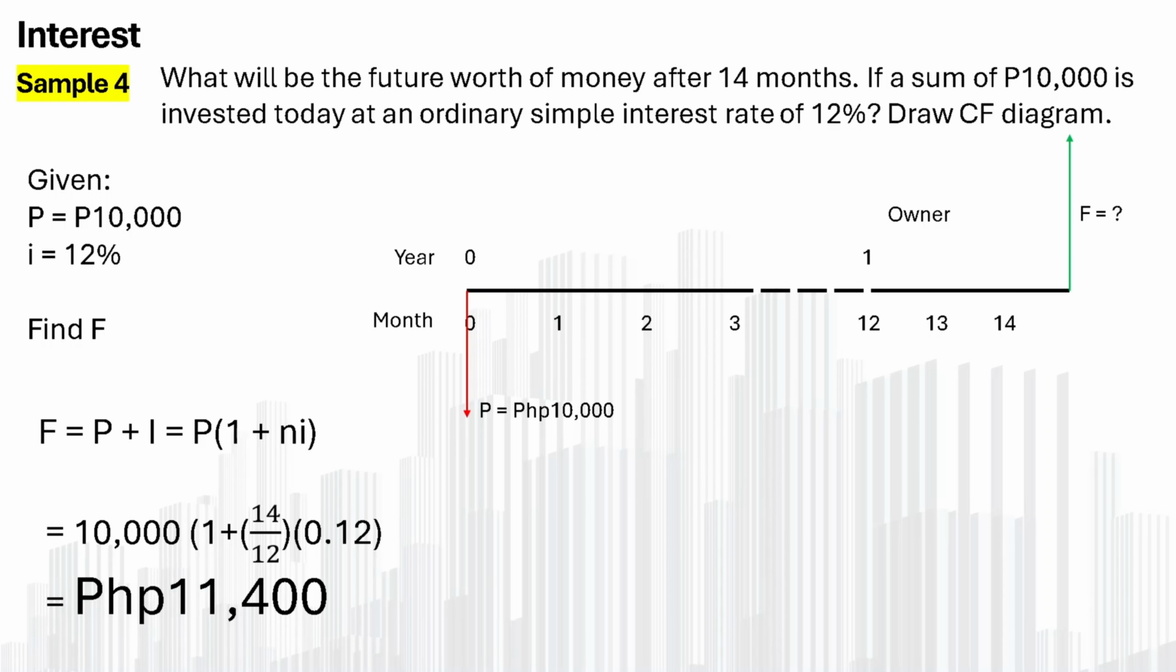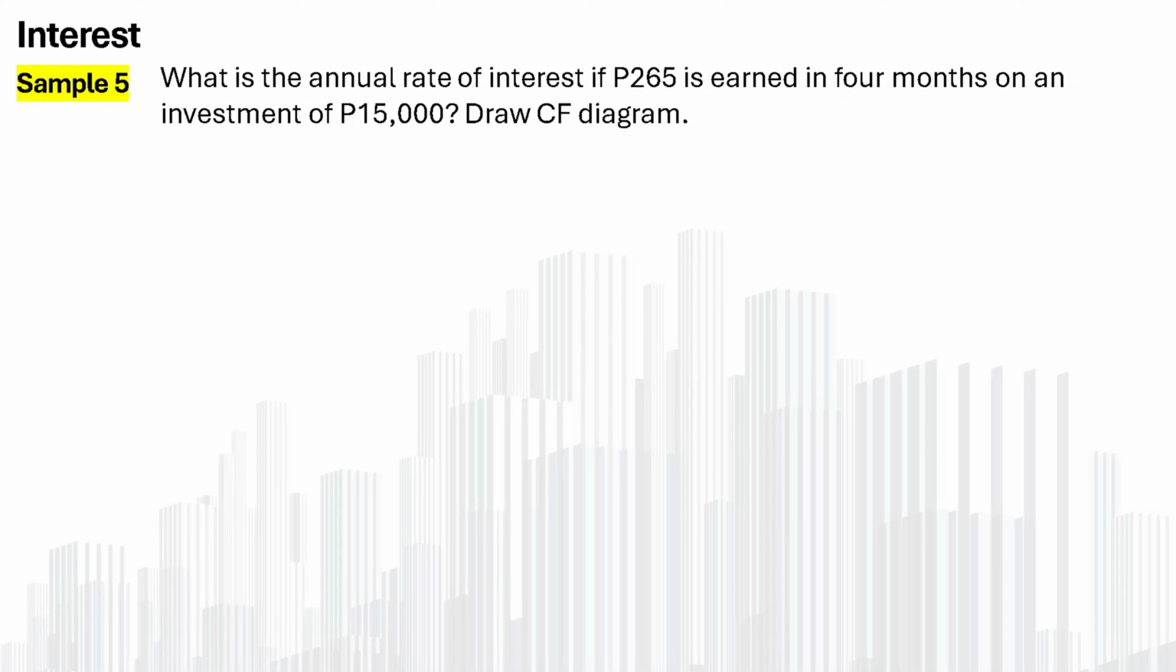So the answer here is 11,400 pesos. Next, let's try number 5. What is the annual rate of interest if 265 pesos is earned in 4 months on an investment of 15,000 pesos? Draw the cash flow diagram.